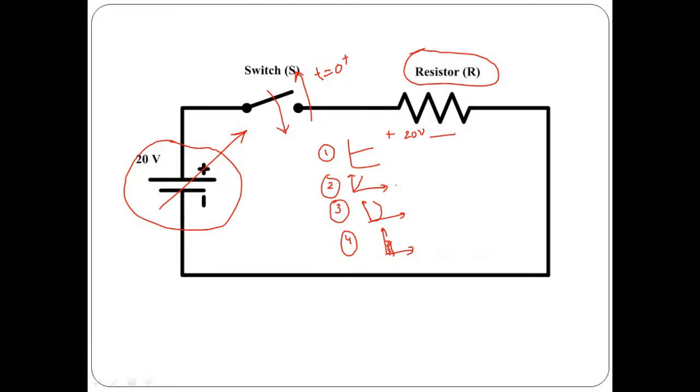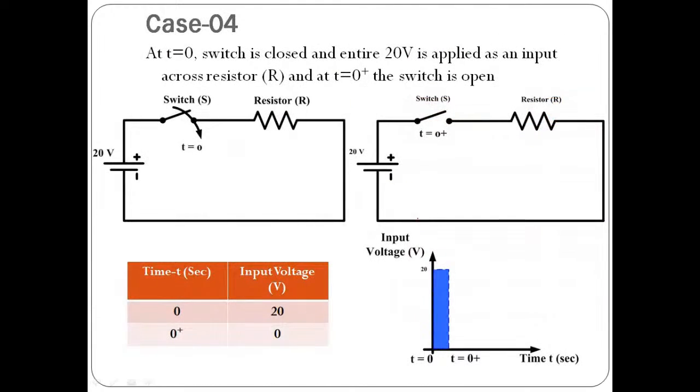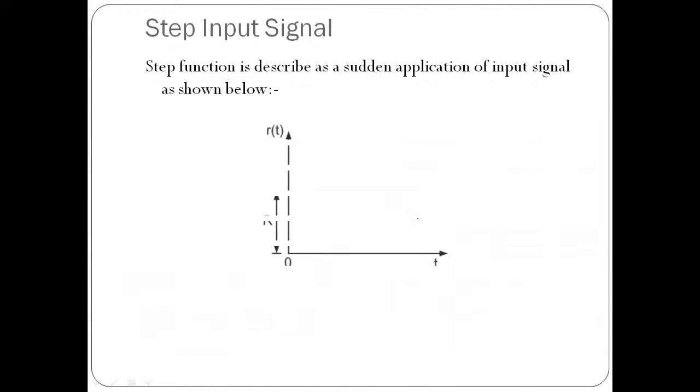So basically we have only four different ways through which we can provide input to any physical system. Hence these methods through which we can provide input to any system are called standard test input signals: step, ramp, parabolic and impulse. The same thing is discussed in cases 1, 2, 3, 4, and finally we derive the Laplace transform for each one of them.